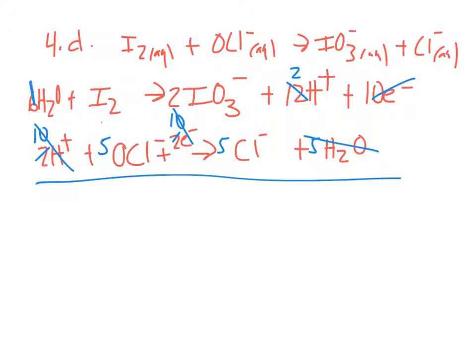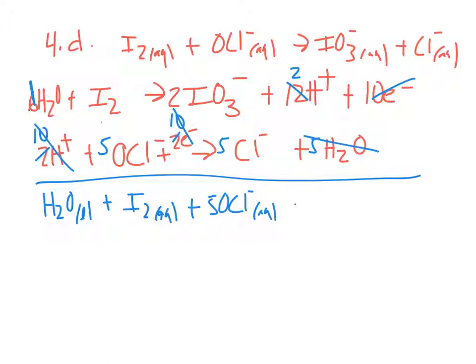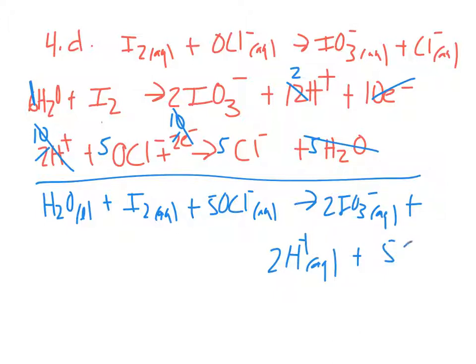And when I add this all up, I'm going to end up with just 1 H2O liquid, my I2 aqueous, my 5 OCl-, also aqueous. On the other side, I'm going to have my 2 iodate, IO3-. I'm going to have 2 hydrogen ion. And I'm going to have 5 chlorine ion.